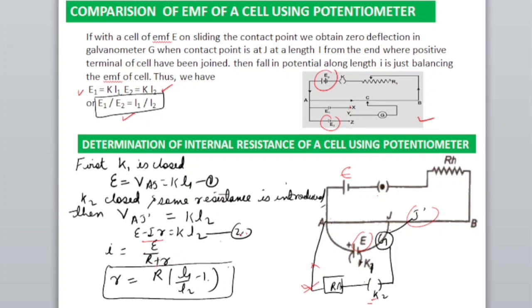From these two equations, and after putting the value of I, you get the value of internal resistance as r equals R times (L1 by L2 minus 1). This R is the external resistance which you are inserting in this resistance box. In this way, you can easily determine the internal resistance of a cell using potentiometer. So these two are very important applications: comparison of EMF of cells and determination of internal resistance of a cell using potentiometer.